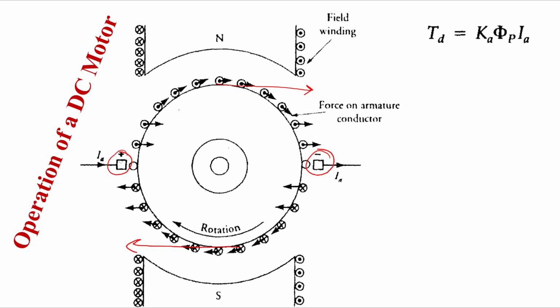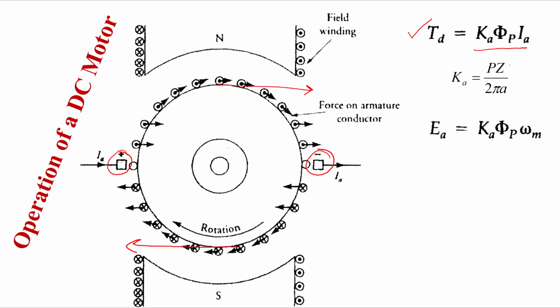The torque equation we have already derived in case of generator also. In generator we derived the developed torque, that is Ka phi p Ia. The same will be applicable here in case of motor also. So this is Ka phi p Ia. What is Ka? K is the constant, which is nothing but, can anybody tell? K is Pz by 2 pi A. Already we have seen this.